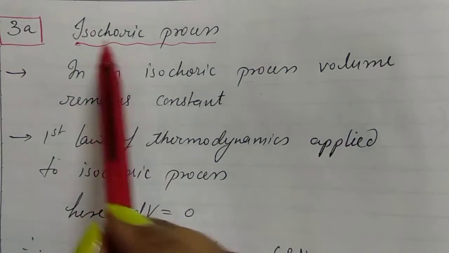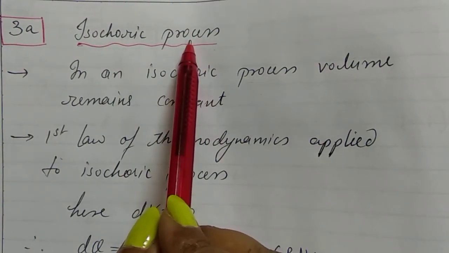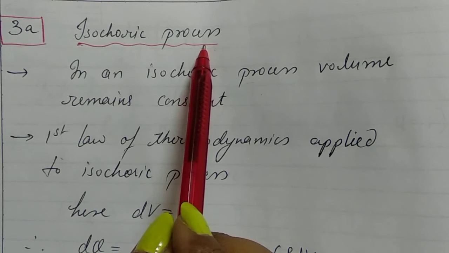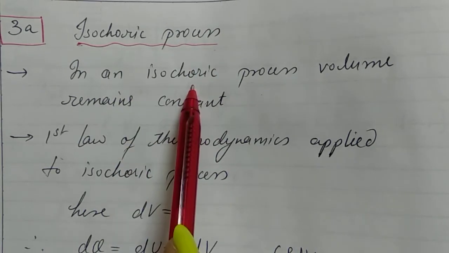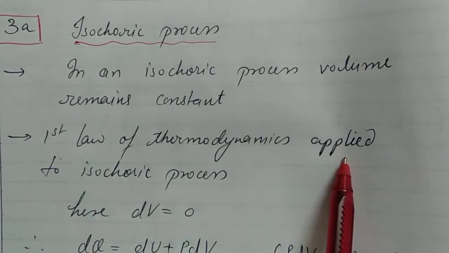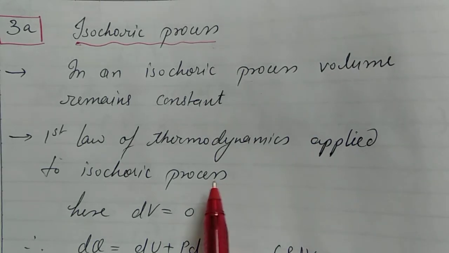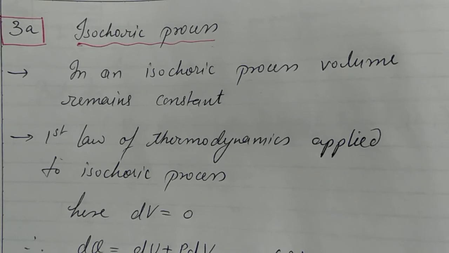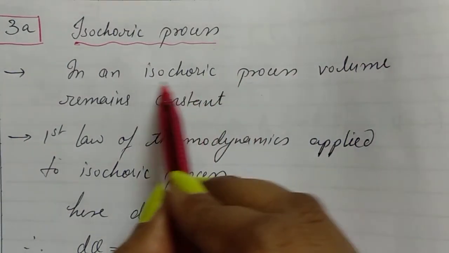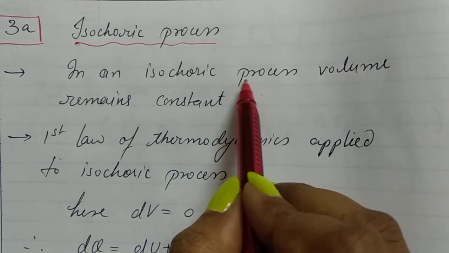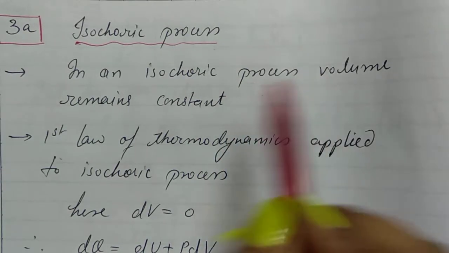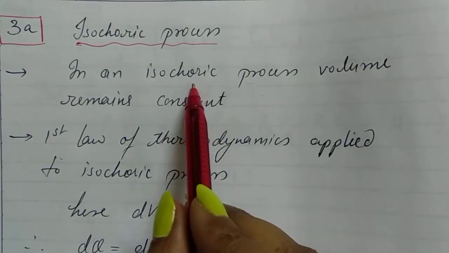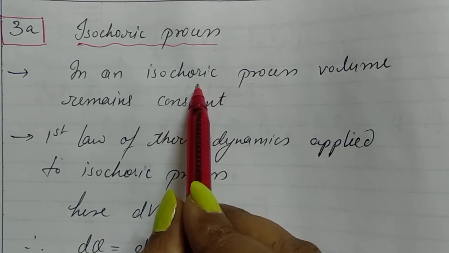Here, for isochoric process, we'll study three things about this process. First one will be the definition of isochoric process. Then we'll apply first law of thermodynamics to isochoric process. And then we'll be calculating the work done during isochoric process. So first we'll see the definition, and it is somewhat like this, that when in a process the volume of the system remains constant, then such a process is called isochoric process.